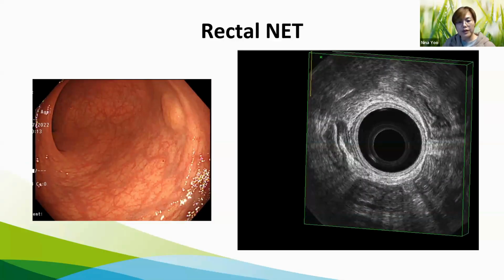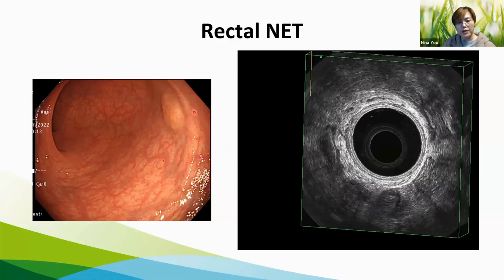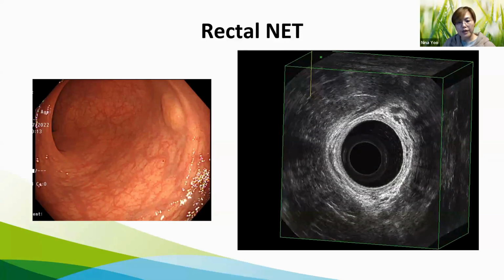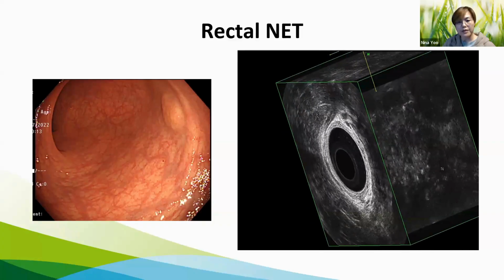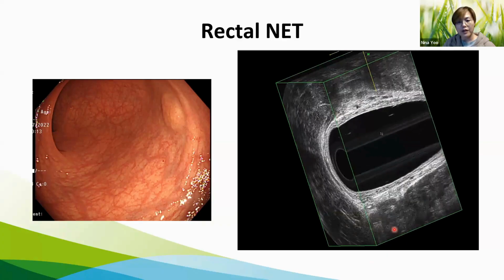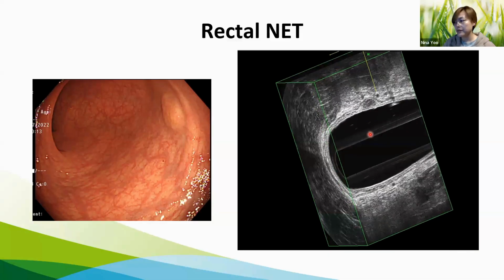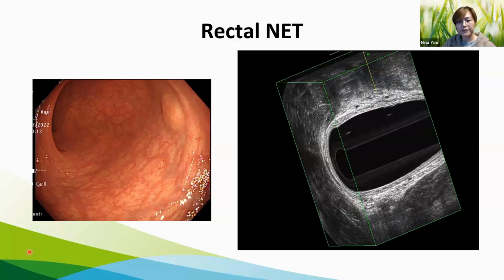Well, this is another example. Here you can see a submucosal tumor, and in the mid-rectum, you can see that the mass is located just right here within the submucosa layer, right here. You can see where the tumor is located, and you can evaluate it in detail.